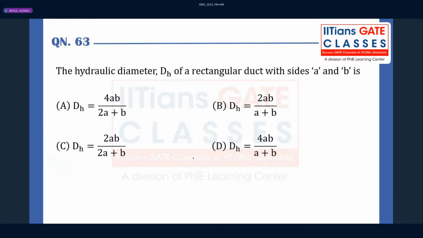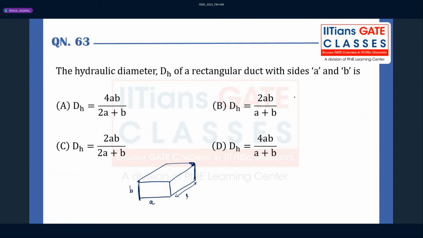Try to solve the 63rd one. What will be the hydraulic diameter for a rectangular duct? For a rectangular duct, they are asking what the hydraulic diameter is. This is A, this is B. This will be the length.